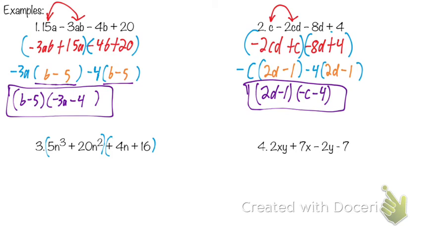Now, what's going to be our GCF in those first two? 5n squared? Okay, 5n squared is the GCF in the first one. Go Abby, go Abby. Now, what's still in the parentheses then?